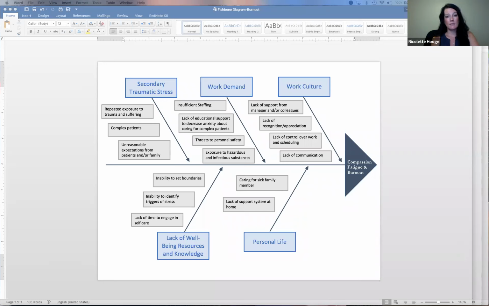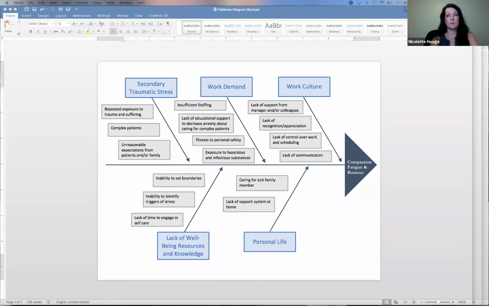In the head of the fish is the problem that you are trying to solve, or the problem statement. So I am looking at compassion fatigue and burnout. And then in the light blue boxes, you're going to put some of the broad categories of causes for your problem. And then in the light gray boxes, you will put more specific or detailed causes for your problem.